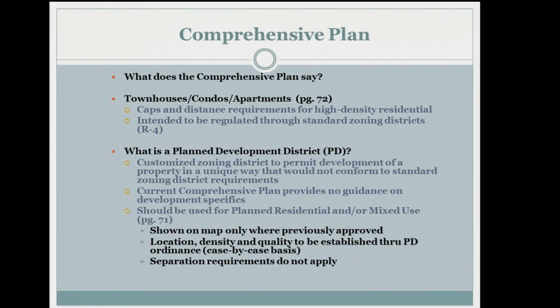that these areas on our future land use plan map are only those areas that have previously been approved. It also specifies that the more detailed separation regulations, requirements and policy recommendations under the townhome, condo, and apartment component of the comprehensive plan should not and do not apply to these procedures under the Planned Development District. It also specifies that location, density, and quality should be addressed and established through the detailed process of the Planned Development Ordinance process on a case-by-case basis.